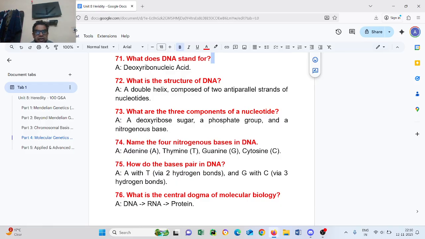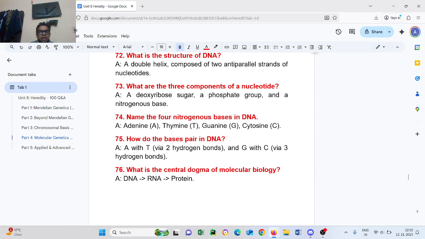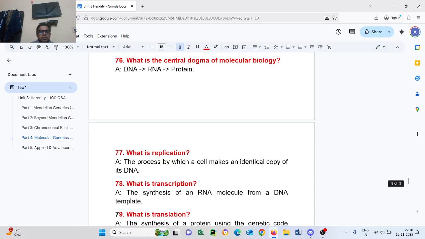What is the central dogma of molecular biology? DNA, RNA, protein. Question number 76. What is replication? The process by which the cell makes an identical copy of its DNA. What is transcription? The synthesis of an RNA molecule from a DNA template.